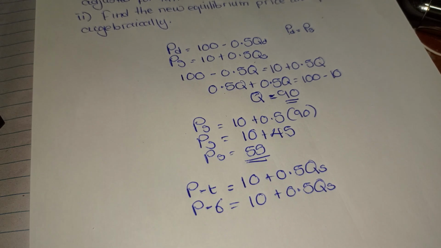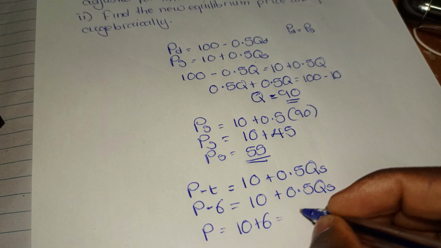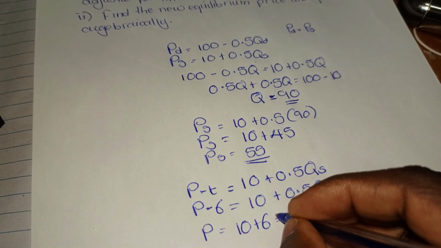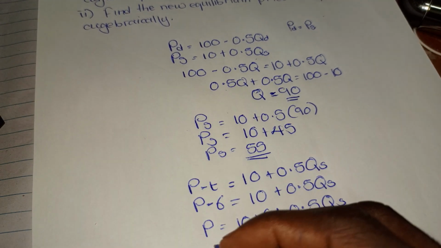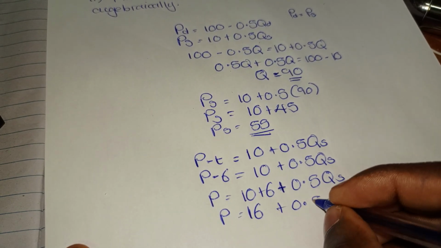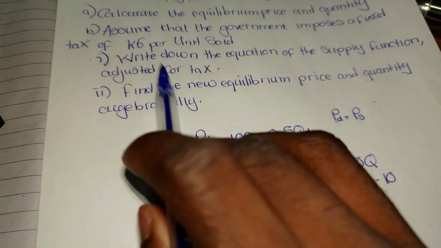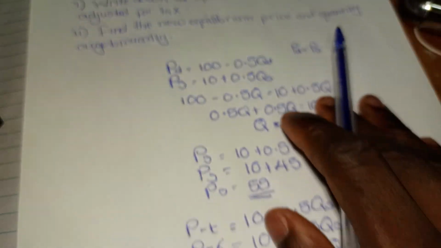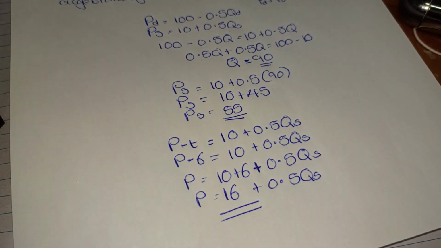Then we'll group the like terms. So you will have P is equal to 10 plus 6 plus 0.5 QS. Sorry, here we have a plus. Then 10 plus 6 is equal to 16, so P is equal to 16 plus 0.5 QS. Then remember the question states, write down the equation of the supply function adjusted for tax. So this is the equation that is adjusted for tax.